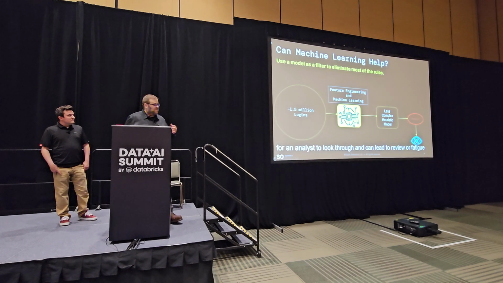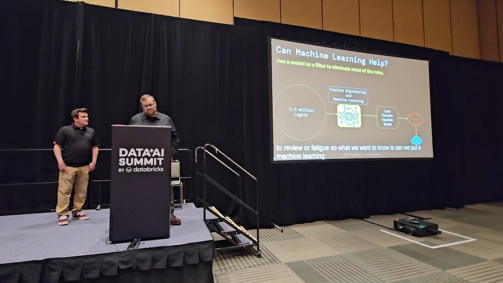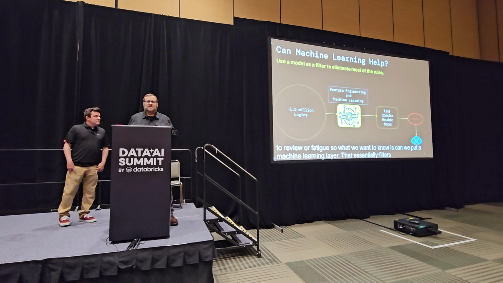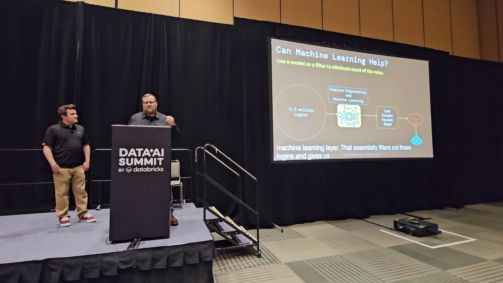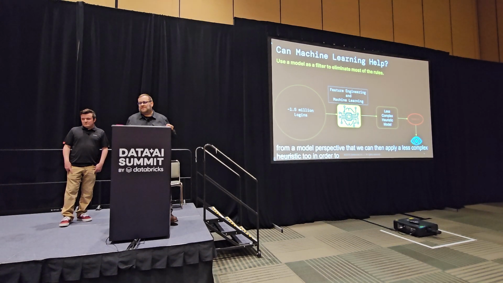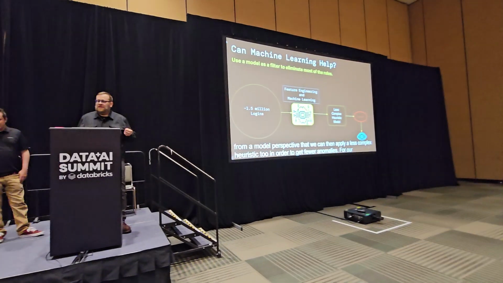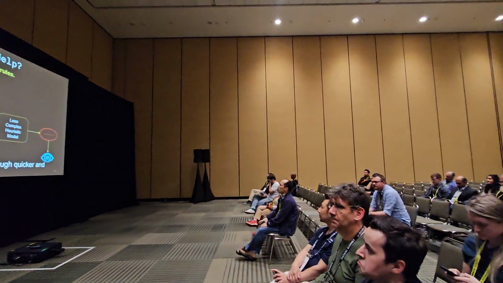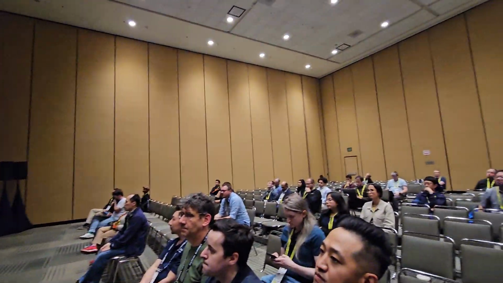So what we want to know is, can we put machine learning in place that essentially filters out those logins and gives us anomalies from a model perspective that we can then apply a less complex heuristic to, in order to get fewer anomalies for our analysts to look at, but they can get through quicker and hopefully find malicious activity faster. So Hayden is going to talk about feature engineering.